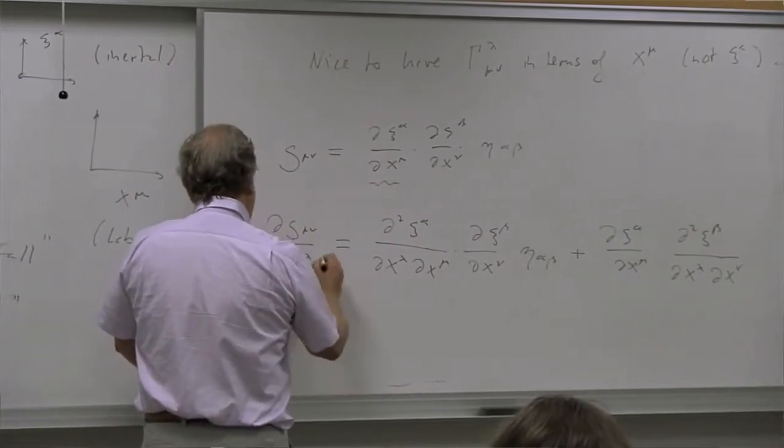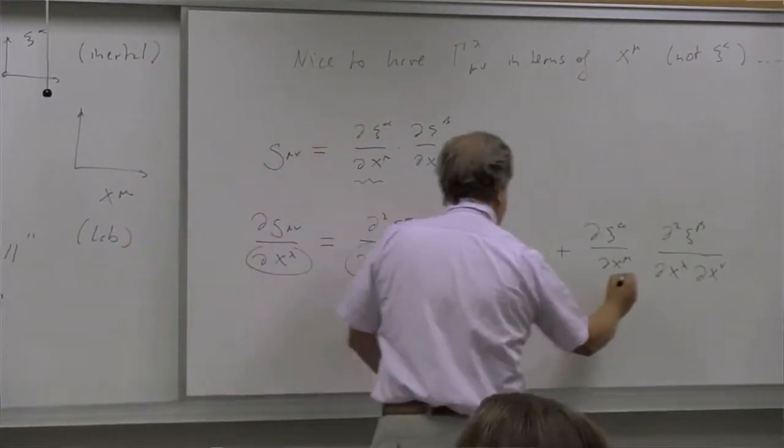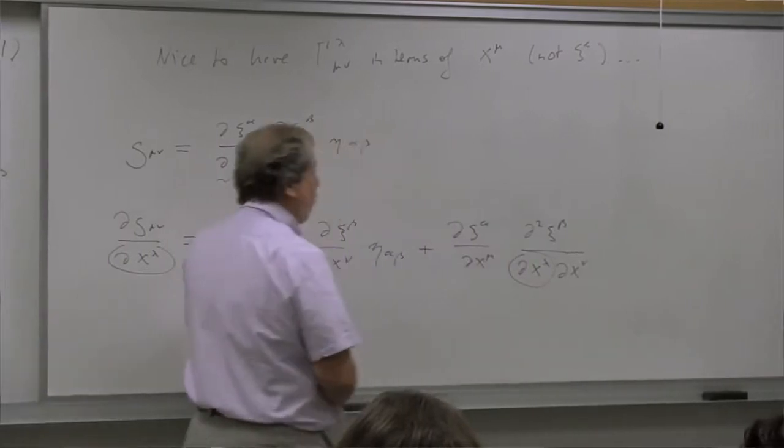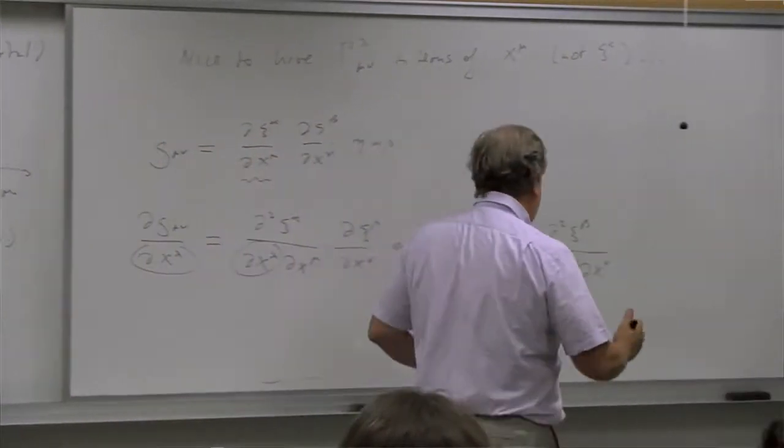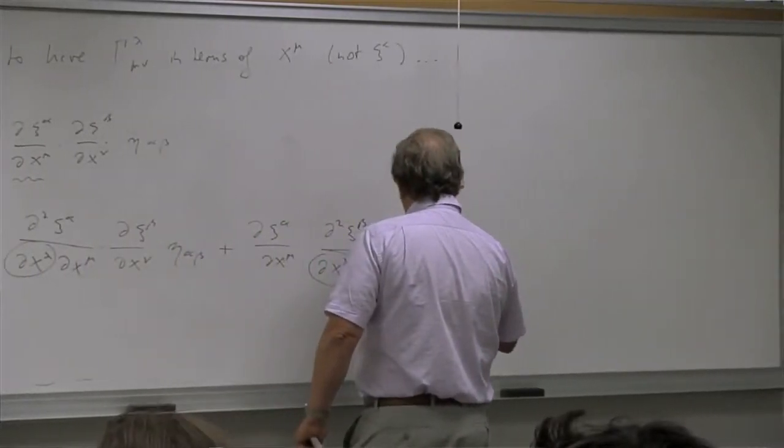So we have the d by dx lambda here, d by dx lambda, and d by dx lambda here appearing as well. It's just the derivative of the product, times, of course, the eta alpha beta. Right? Eta alpha beta.